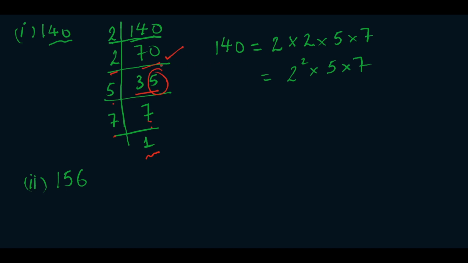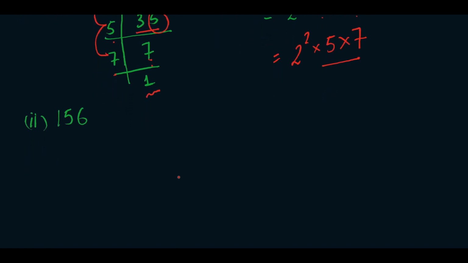So the prime factorization we can write in the form of 2 multiplied by 2 multiplied by 5 multiplied by 7. Now 2 repeats itself 2 times, so we will write 2 to the power 2 multiplied by 5 multiplied by 7. So it is 2 square multiplied by 5 multiplied by 7. Now we will do some more examples so that it gets clear to you.